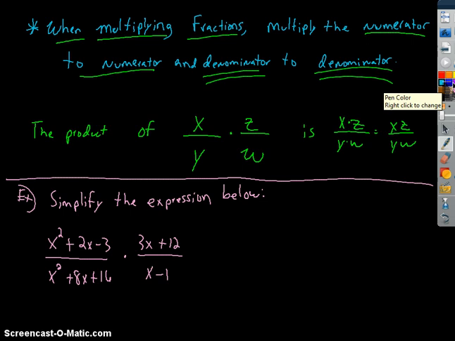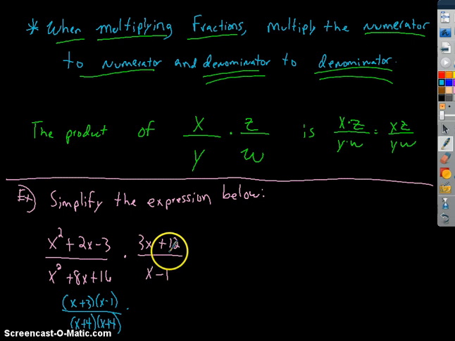So simplify the expression below. This polynomial divided by this one, times this polynomial divided by x − 1. The first thing you should do is multiply all that stuff together. You can also look to see what these things actually factor to before you go any further. For example, the numerator here factors to be (x + 3) times (x − 1). The denominator there factors to be (x + 4) times (x + 4). On the other side, there's a 3 in common, so it factors to be 3 times (x + 4), and this is all over x − 1.